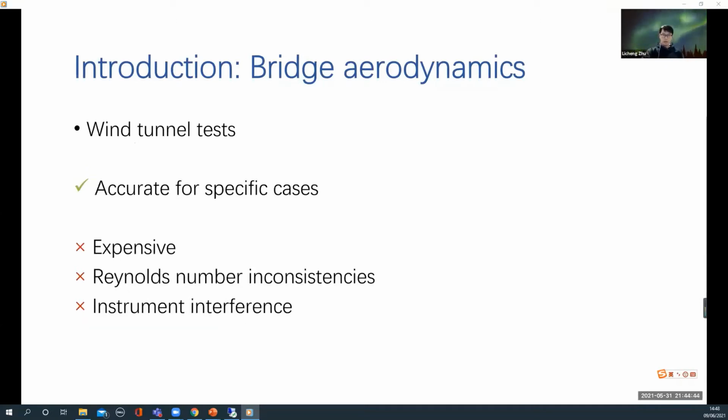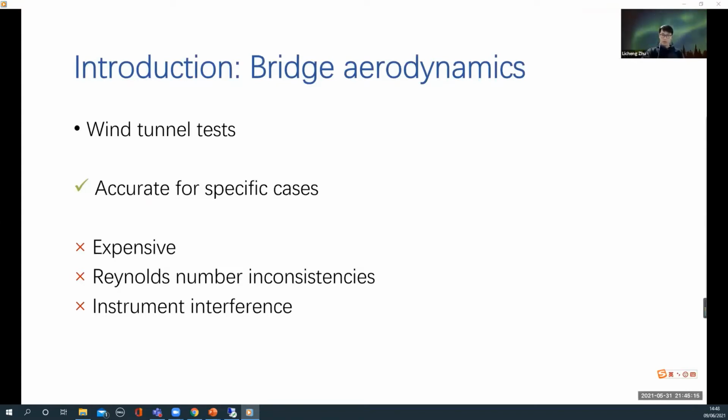As for the wind tunnel test, it has been used for a very long time by the industry, and it's a common way for engineers to get relatively trustable results. It's reliable for most cases, but since the size of the testing facility is limited, the wind tunnel test uses a scaled model. So it's totally different from the real bridge condition.